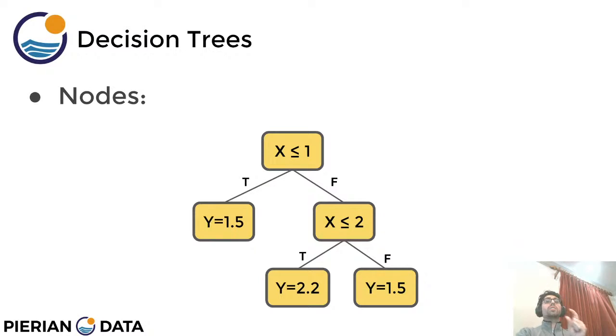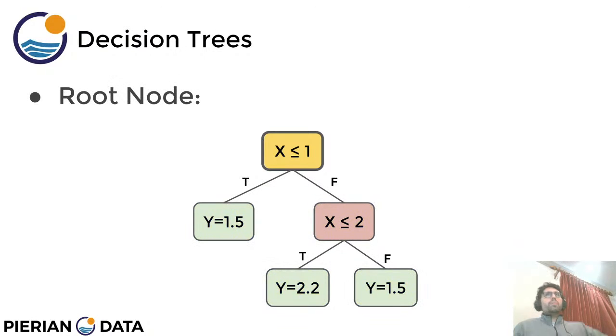So let's talk about the different types of nodes. There is the root node. The root node can be thought of as the most important node because it's the very first node that you split on. In this case, I decided to split on X less than or equal to 1. And we'll talk about later how we decide which feature should be the root node. Clearly the root node has a lot of power because that's the very first thing you split on. So in a sense, that's the feature that's going to have the most signal or decision-making power. So that's the root node.